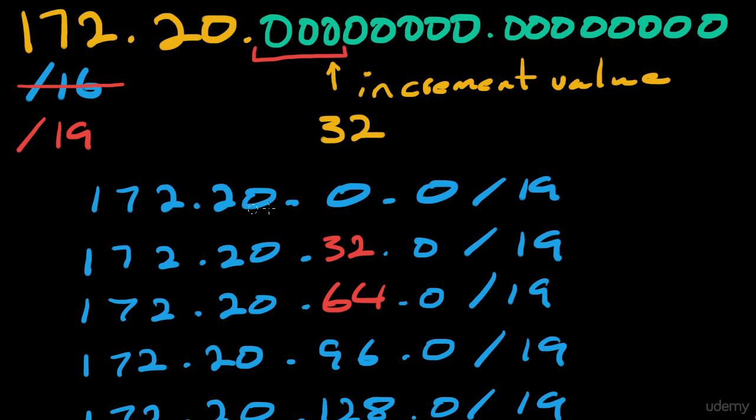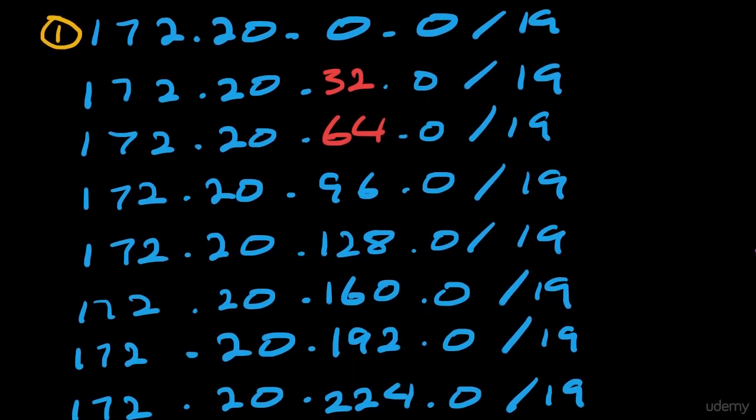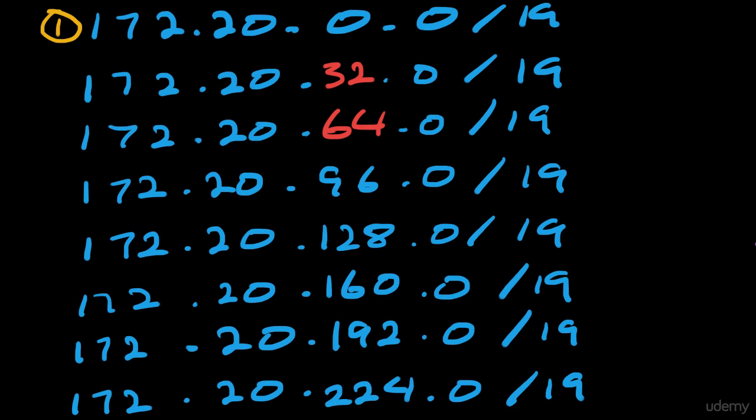You write out the original network ID with the new prefix, and this will be our first subnet. This is our first subnet because in the third octet, these subnet bits are all 0. The next network ID will increment this third octet by 32, and then we just keep doing that until we have 8 subnets. And there we go. Those are our 8 subnets.